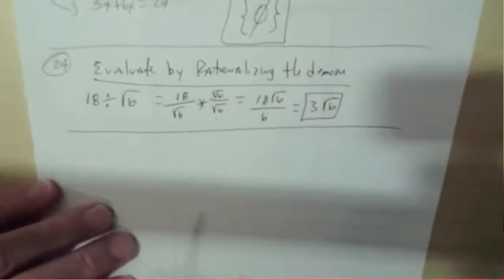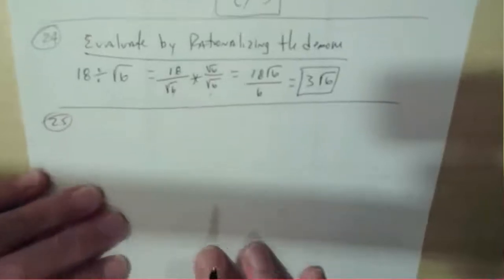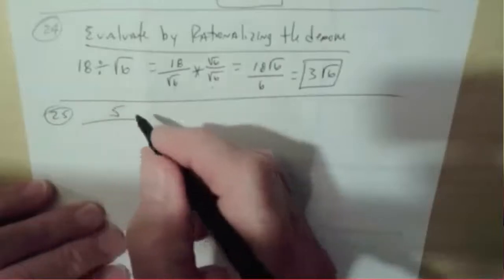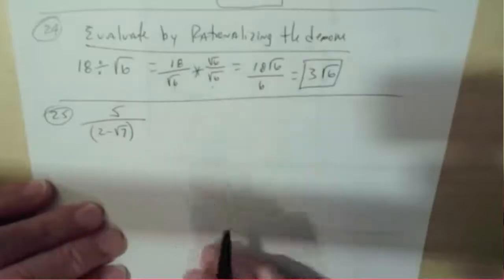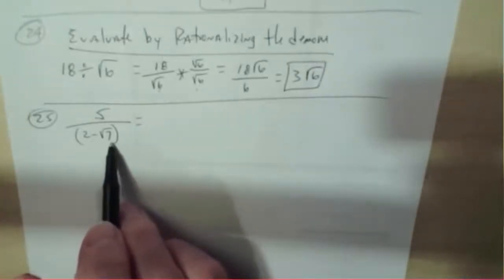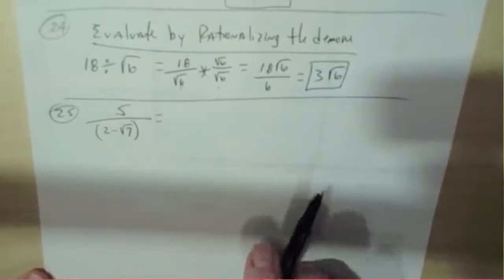Okay, same thing. 5 divided by 2 minus square root of 7. Okay, the only way you can get rid of the square root of 7 is to multiply by its conjugate.